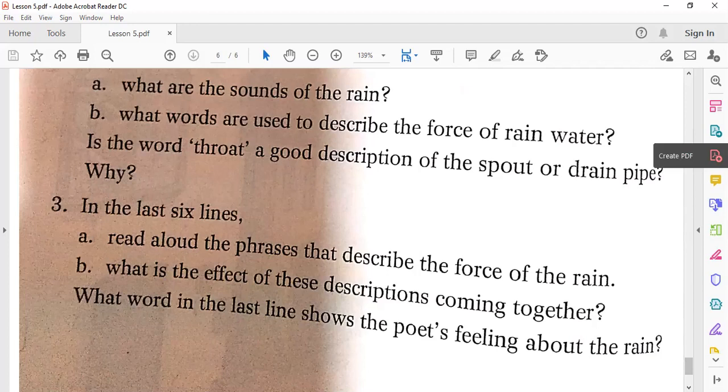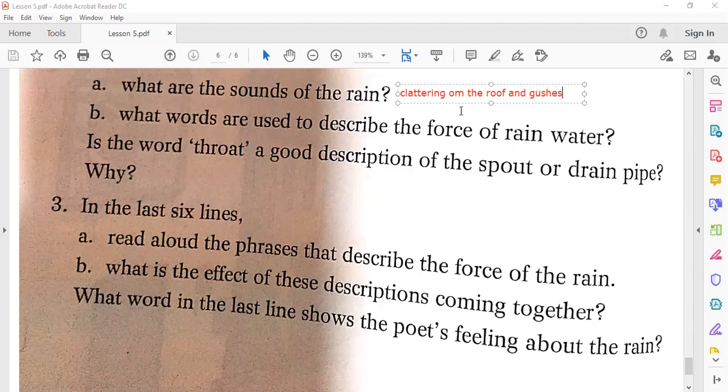So let's quickly write these answers. What are the sounds of the rain? Clattering on the roof and gushes. Okay. Now, big question answer. Let us write here. What words are used here? Gushes, overflowing.